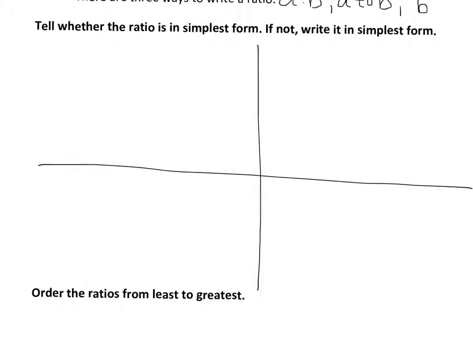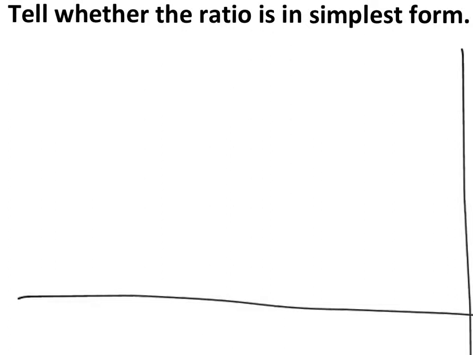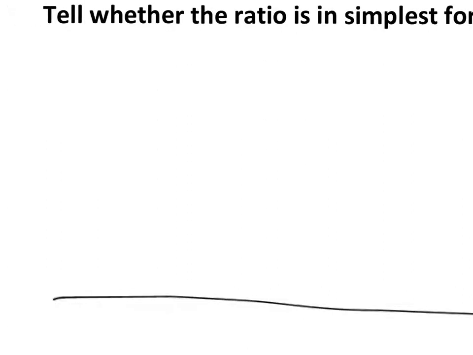So the first thing is we're going to look at some ratios. We first want to say if it's in simplest form. And if it's not, we're going to go ahead and put it in simplest form. So first example, let's look at the ratio 6 to 9. Now it might be hard to tell whether that's in simplest form or not, so what I like to do, since I can write a ratio 3 ways, I like to go ahead and write them as a fraction.